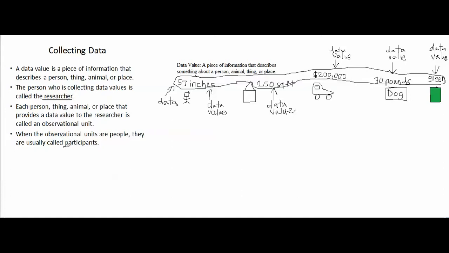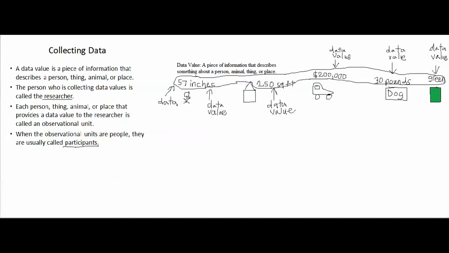Now let's talk about the word participants. A participant is basically a human observational unit. So if I'm collecting data from people instead of things or places, then the people who are providing me with the data would be called my participants, even though they could also be called observational units. For example, if I had a group of people taking a survey I would probably call those people participants and not observational units. So a participant is really a specific type of observational unit.